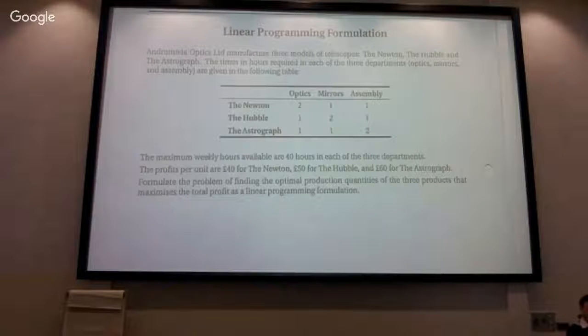The solution always has three parts when you're doing a linear programming formulation. What are the three parts? You should know by now. Decision variables, constraints, and objective. Yes, brilliant.